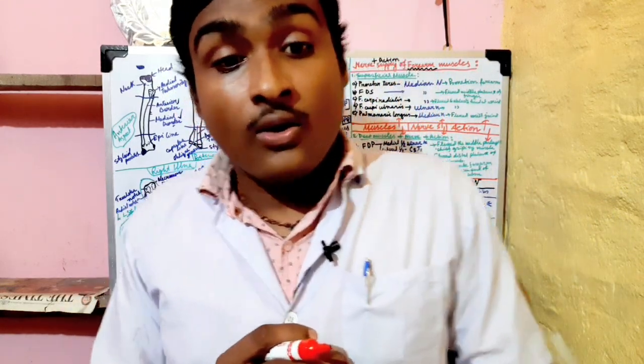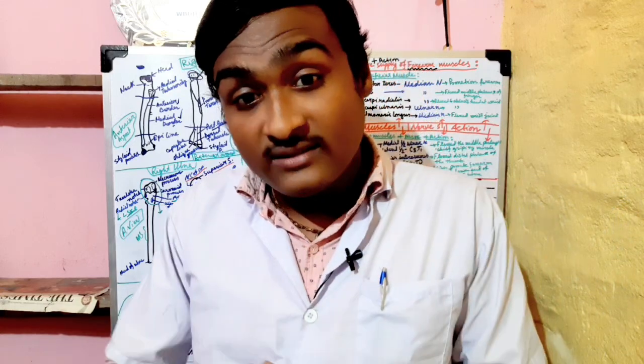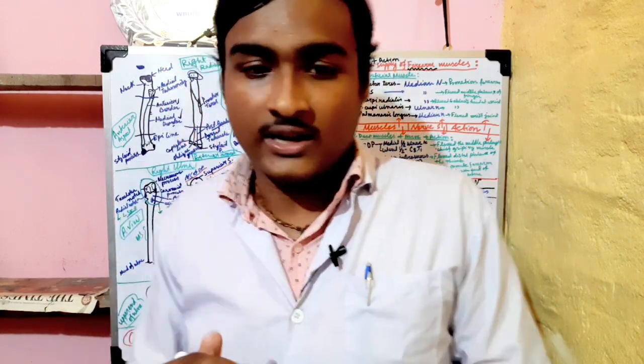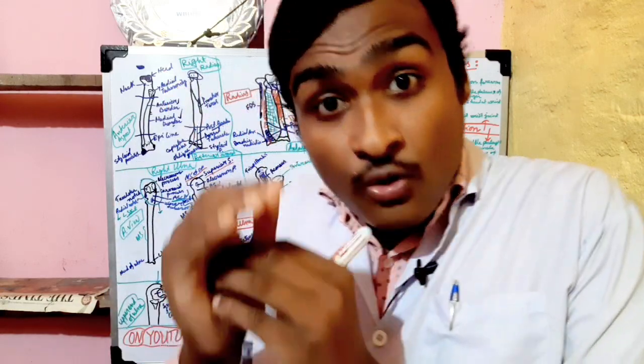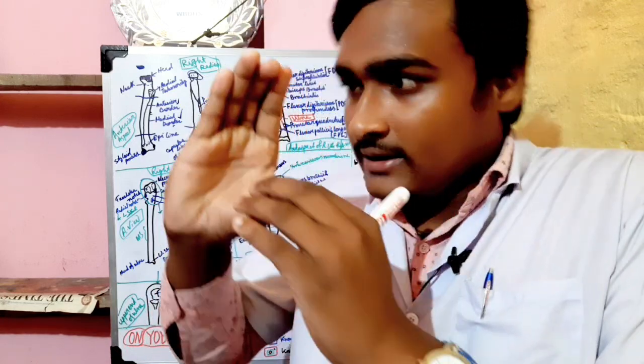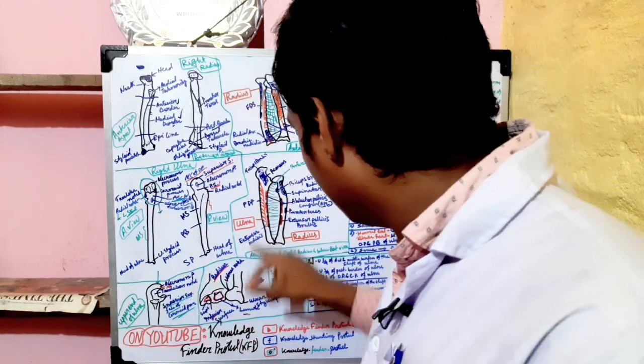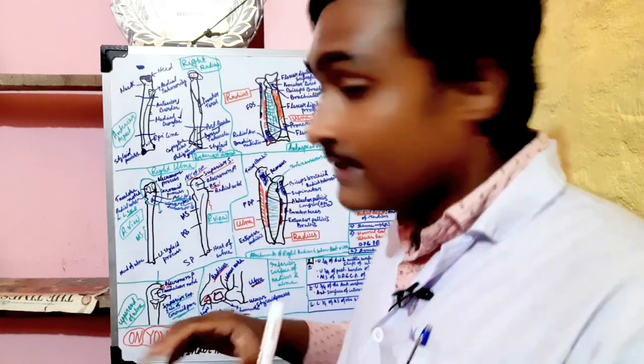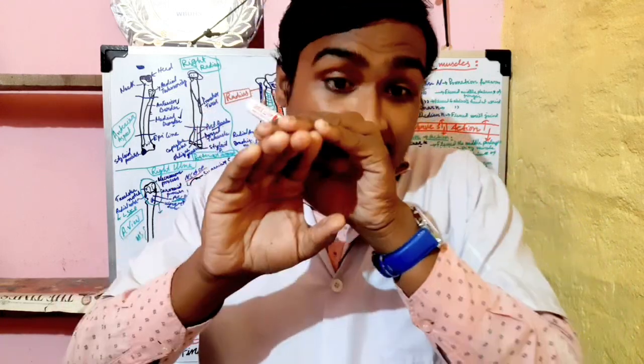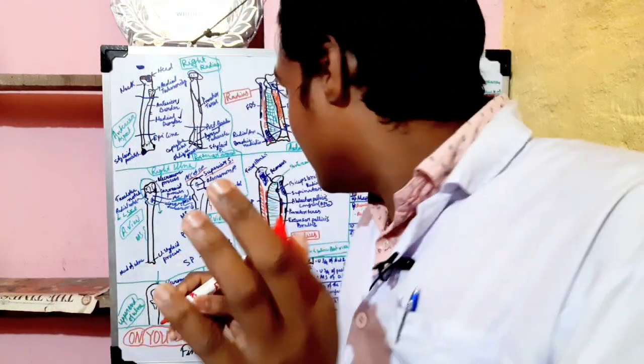What does the ulnar upper end look like? The upper end is broad and hook-like, with its concavity directed forward. This is the ulnar upper end, a hook-like structure. Here you can see the olecranon process, the trochlear notch and the coronoid process.